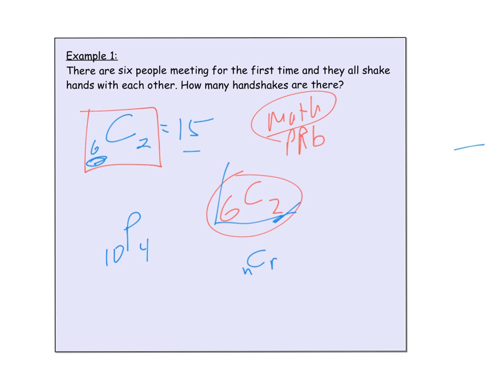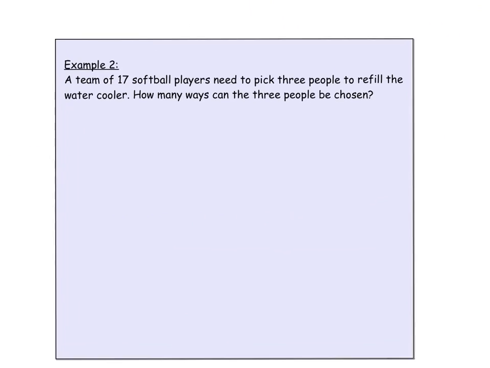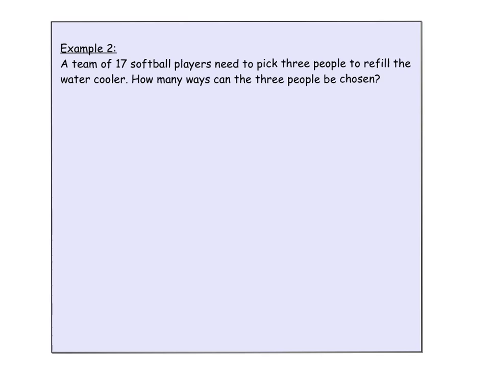Okay, so that's that. Let's go to another one here. A team of 17 softball players need to pick 3 people to refill the water cooler. How many ways can the 3 people be chosen? Now, is this a permutation or combination? In other words, does order matter?